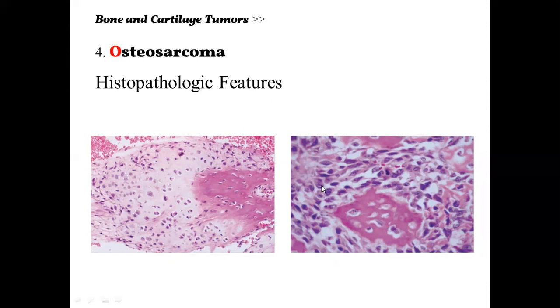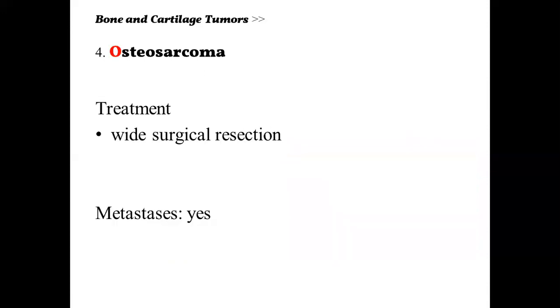This one, I think, is a mitotic figure. Okay, so makikita talaga, no, this is a malignant tumor, osteosarcoma. So, treatment for osteosarcoma is a wide surgical resection. And yes, there is a tendency for metastasis in osteosarcoma. Pwede itong maglakbay, yung mga cells nito pwedeng maglakbay within the body and affect different organs.